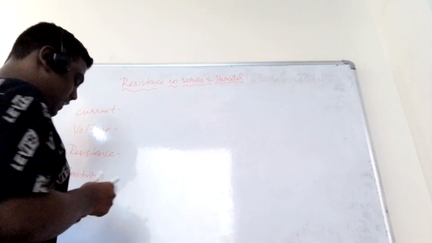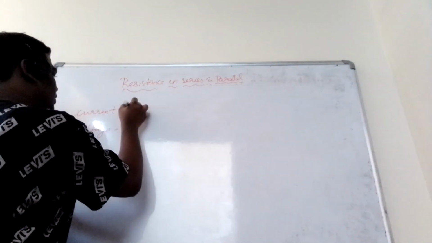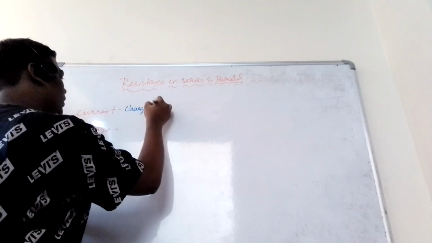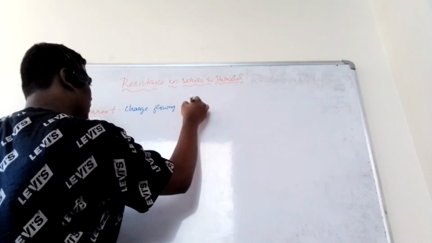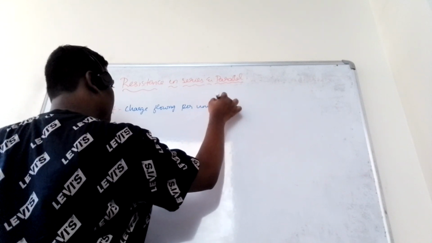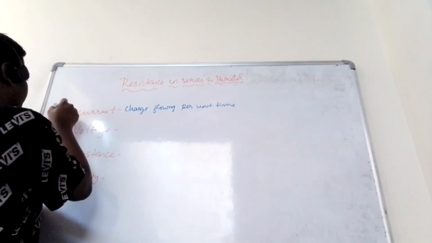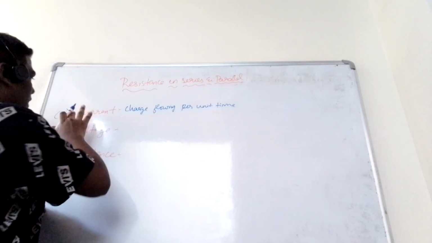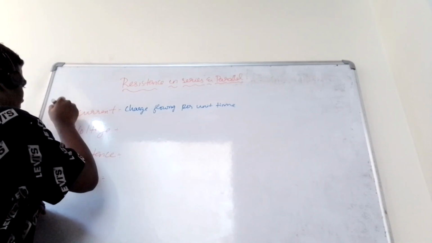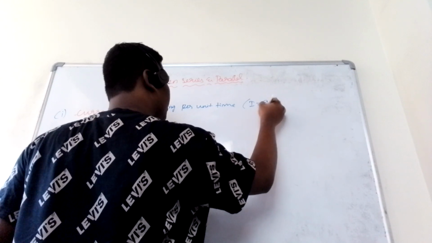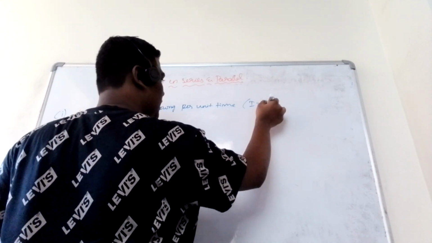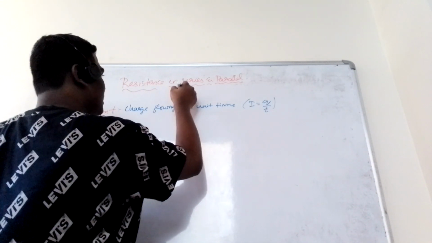Current is nothing but charge flowing per unit time. Current is represented as I, and we know that I is equal to Q by T. Q means charge, T means time, and we also have another formula.